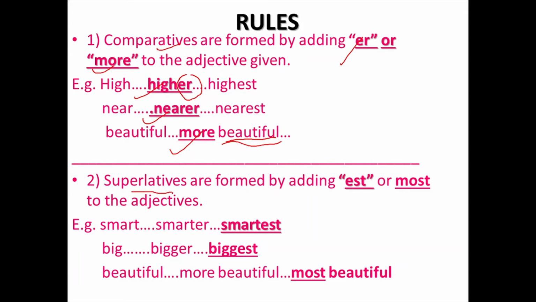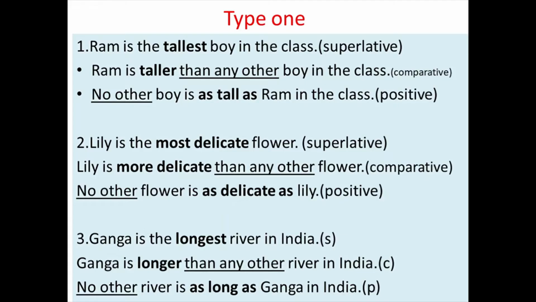Superlatives, how do we form superlatives? Superlatives are formed by adding est or most to the adjectives. Look here: smart, smarter, smartest. Est is added here, right? Big, bigger, biggest. And beautiful, more beautiful, and most beautiful. So in these examples, est is added over here and most is added over here. So these are the superlatives, right? What are the rules for this? We are going to see next.